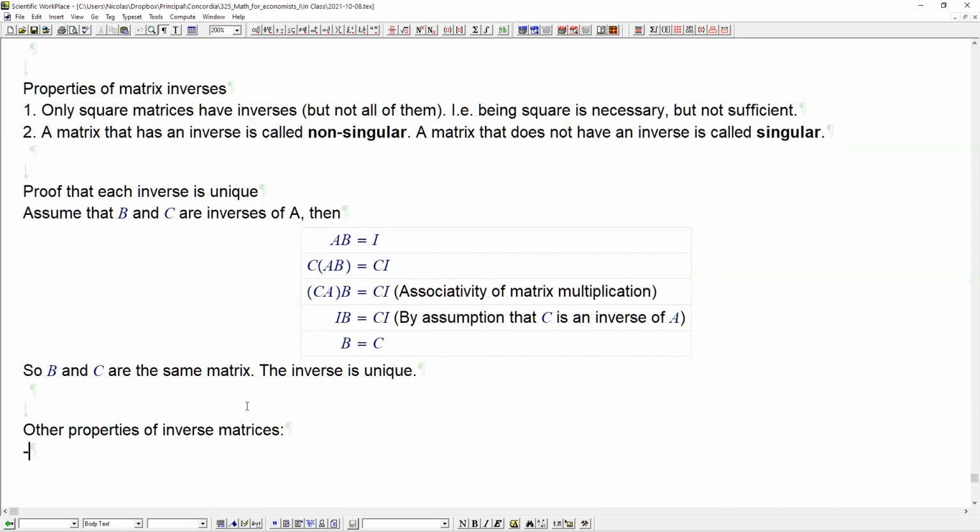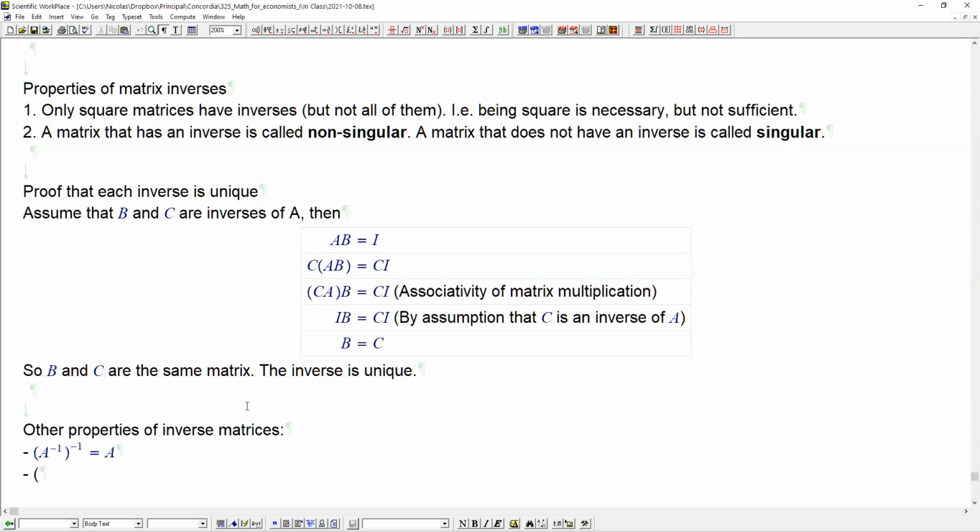Yeah, this I've said. The inverse of A inverse equals A. That's the whole point.